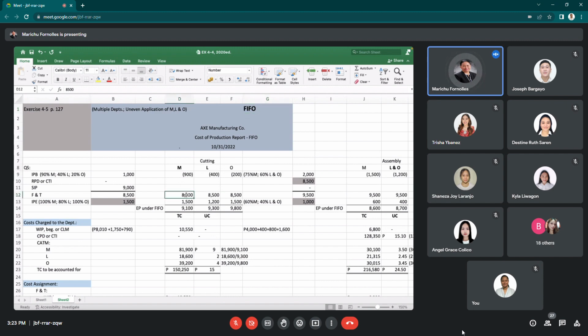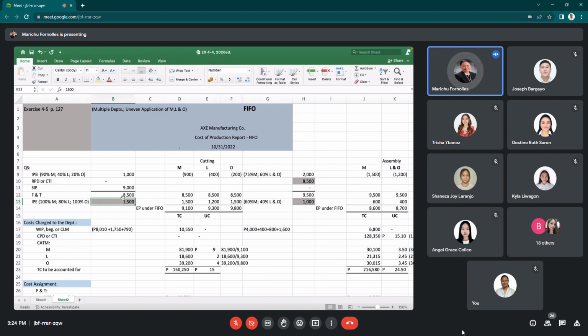So all finished units will be multiplied by 100%. In the cutting department, they have 8,500 units finished. So multiply it by 100% since it is 100% complete as to materials, labor, and overhead. That is why you write 8,500 in all three columns. Then add your EP in IPE: multiply the given percentage of completion by the number of units still in process at the end of the month for cutting.